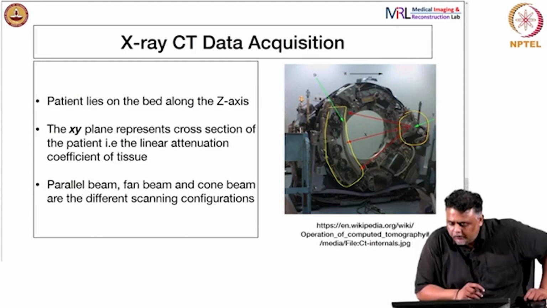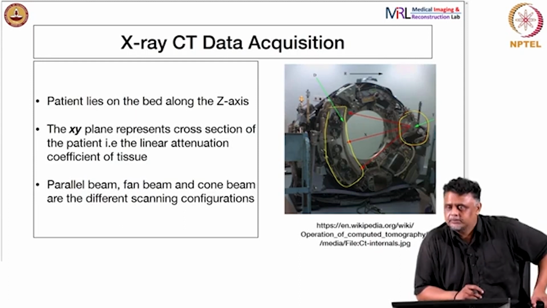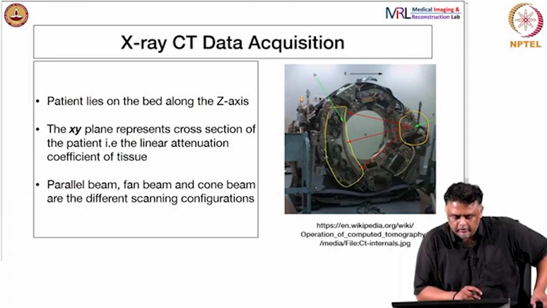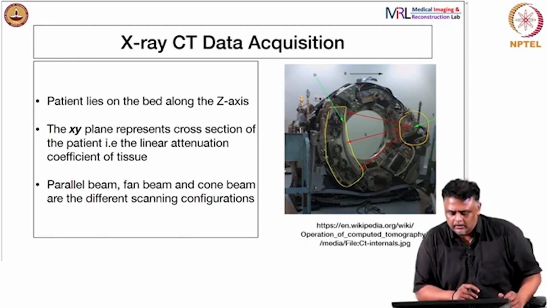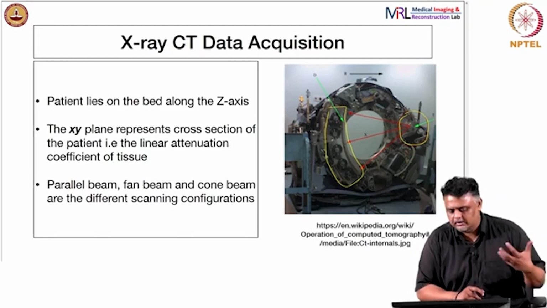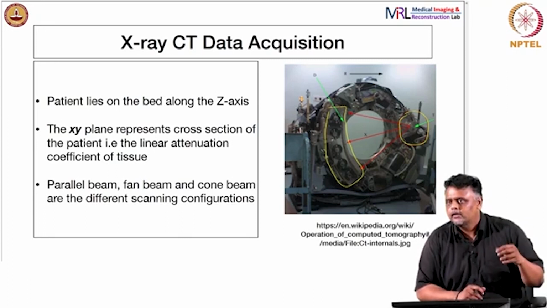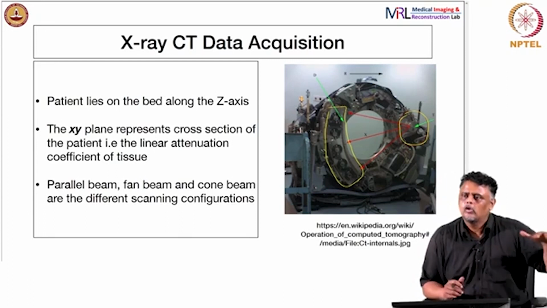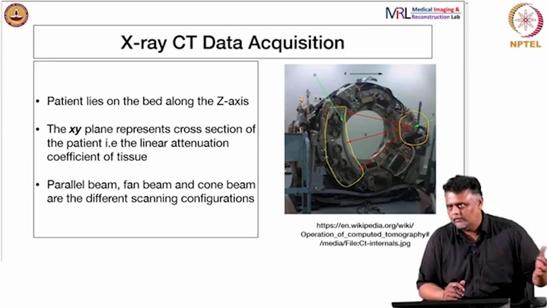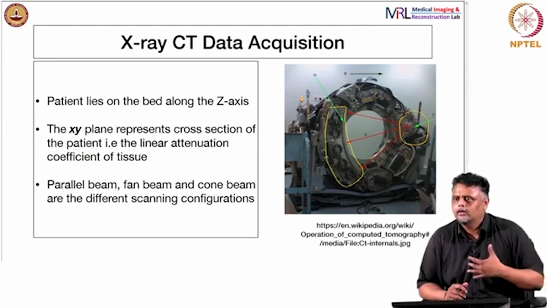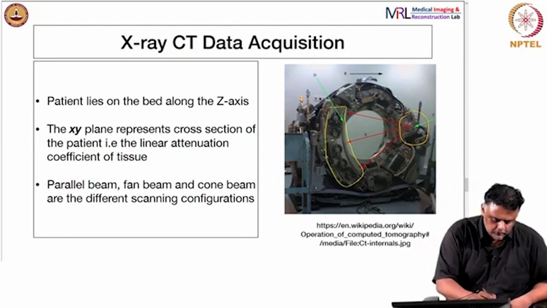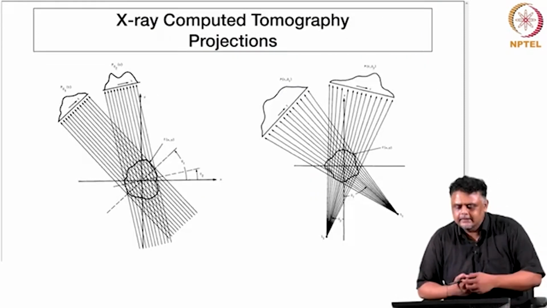Okay, there are different ways of doing this projection measurement, especially for X-ray computed tomography. Something called parallel beam, fan beam, and cone beam measurements. There are different scanning configurations to obtain projection measurements. Then we will have to again process those projection measurements to get your final image. So, what are these?